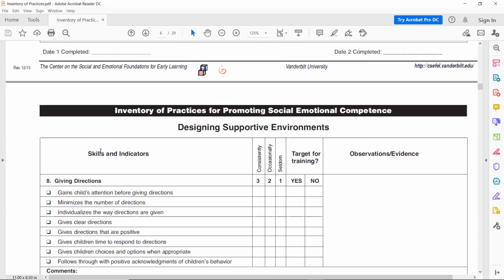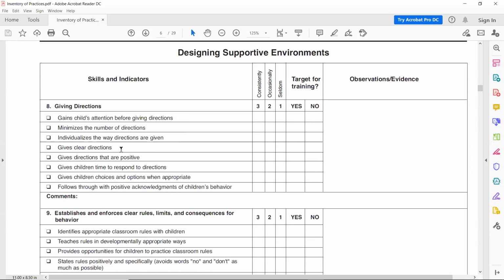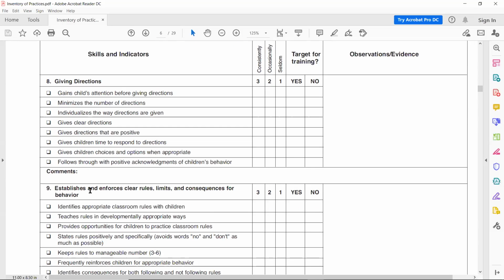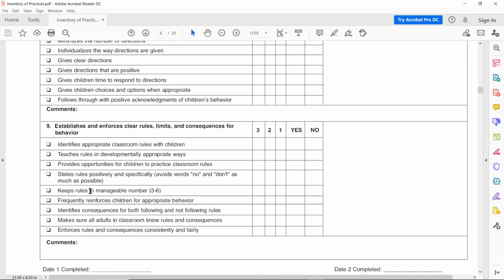And then this last section we'll look at just to give folks an idea, and I'm happy to send this out to folks who want to look at their own work in these areas. I can send this to you or give you a link to it. But how do we give directions? Do we get a child's attention before giving direction? Are we giving children choices and options when appropriate? Are we acknowledging positive behaviors more than negative? And are we establishing and enforcing clear rules, limits, and expectations?